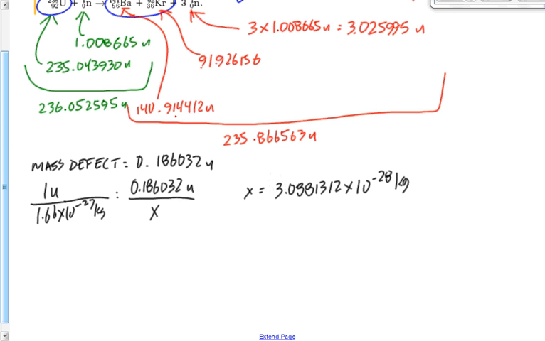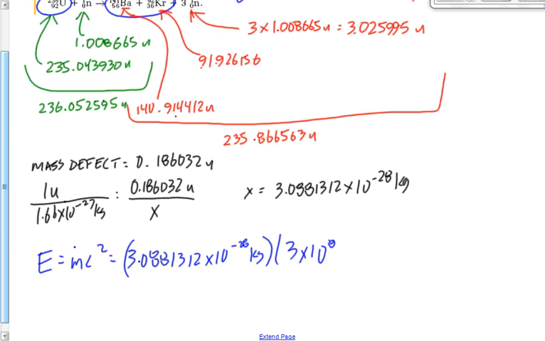All right, finally, we want to calculate the energy that's released here. E equals mc squared. It's going to be 3.0881312 times 10 to the minus 28 kilograms, and we want to multiply that by 3 times 10 to the 8 squared. We get 2.779 times 10 to the minus 11, and that would be what units? Joules. We use standard units, kilograms, meters per second. We're going to get joules out of it.